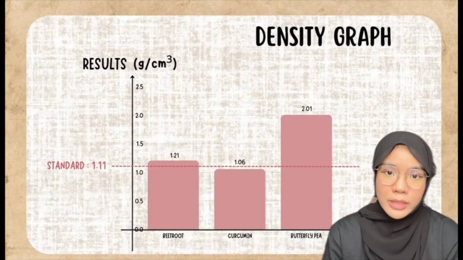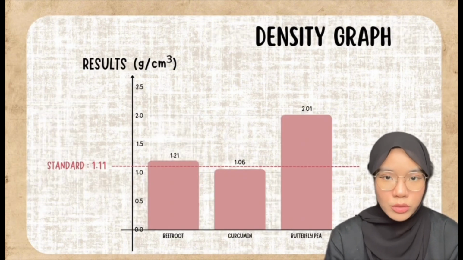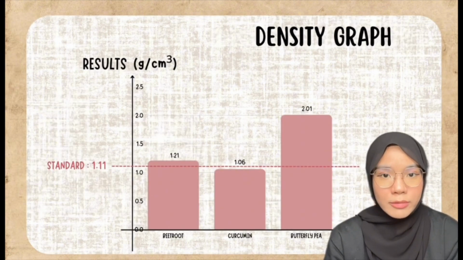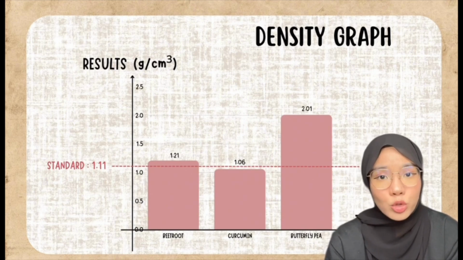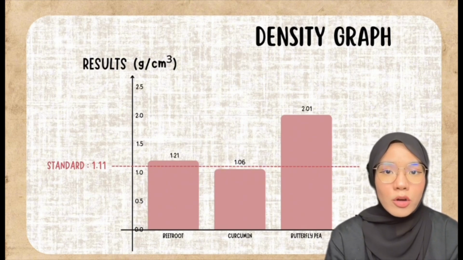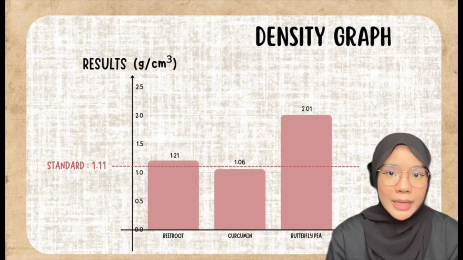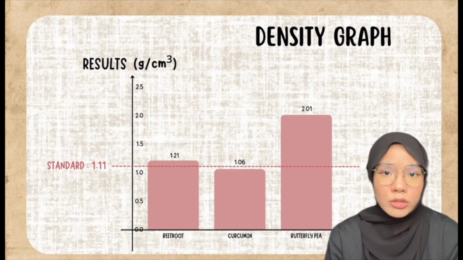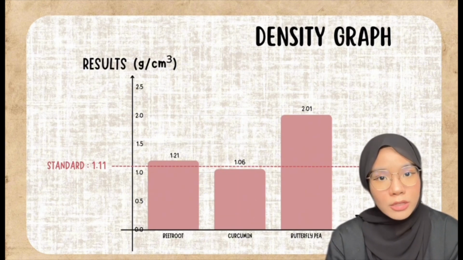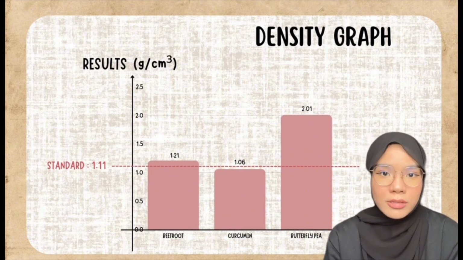The density graph shows that the inks have varying densities depending on the pigment used. Beetroot ink has a density of 1.21 g/cm3, curcumin ink is at 1.06 g/cm3, and butterfly pea ink has the highest density at 2.1 g/cm3. Compared to the standard density of 1.1 g/cm3, beetroot and butterfly pea inks exceed the standard, while curcumin ink falls below it. The higher density of butterfly pea ink may affect its viscosity and flow during the printing process, requiring adjustment in the binder or other additives to ensure consistent application.